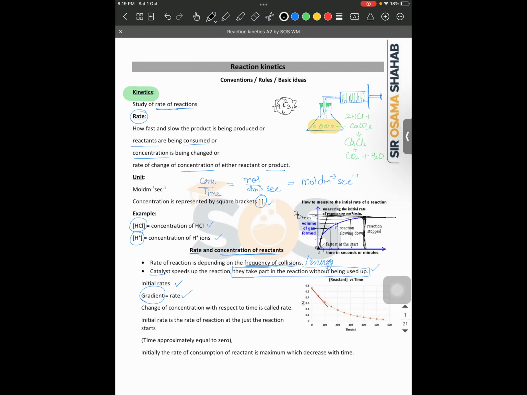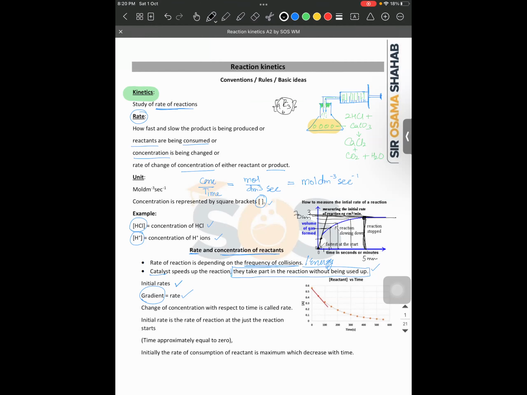For example, it is 70 cm³. So this is the final volume. When the reaction stops, the total volume of the gas which is produced is 70. And this is the time, whatever the time over here, for example, this is 5 minutes. So this reaction takes 5 minutes to complete.